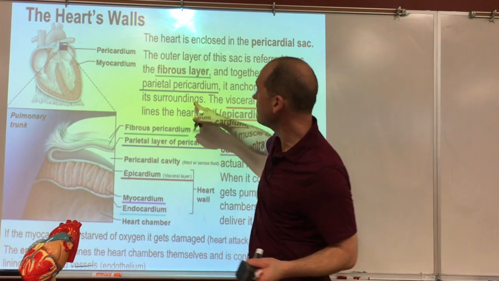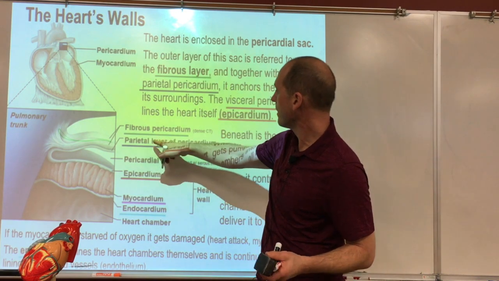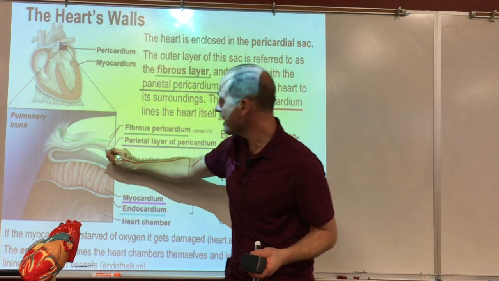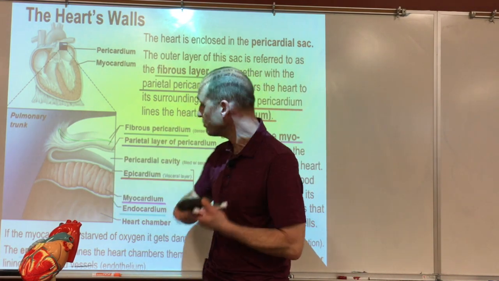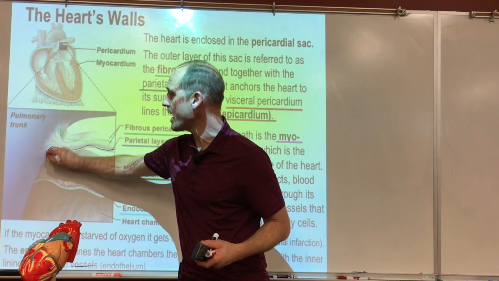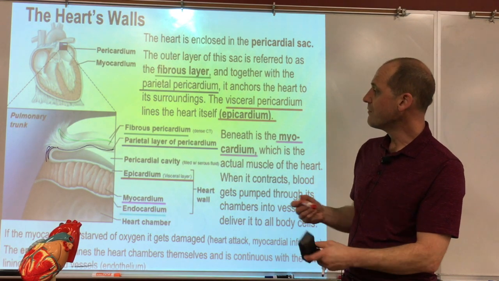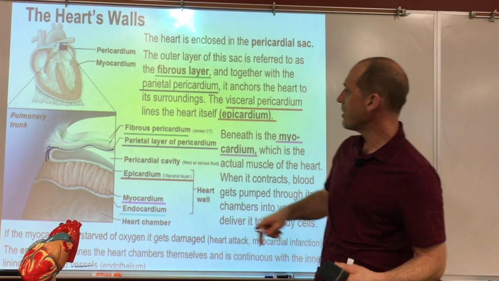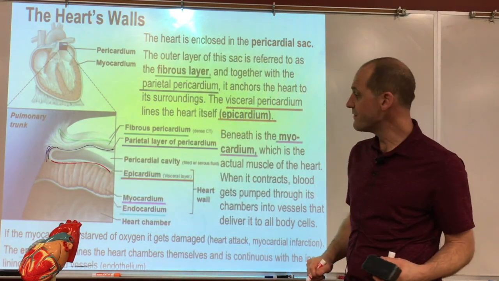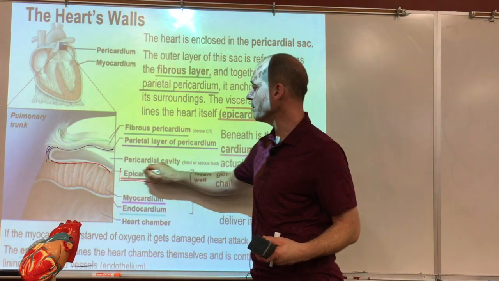And then we have a second layer to that heart wall, the pericardial sac. That inner layer becomes the parietal pericardium. And then here you see how it connects. Because the next layer on the inside will then be the visceral pericardium, right here. And the visceral pericardium is also known as the epicardium.